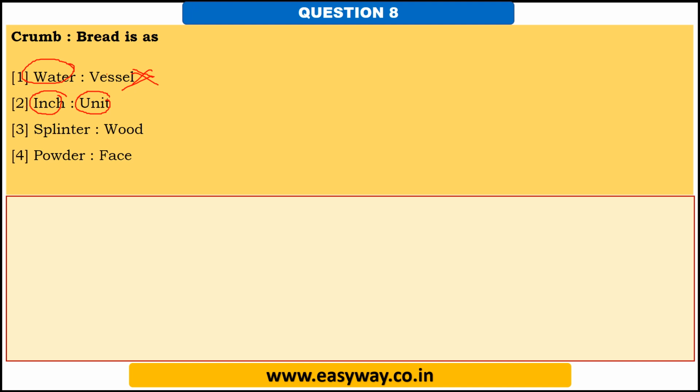Let us see the third one. Splinter wood. Yes. Now see, tiny particles of the wood are called as splinter. Tiny particles of glass as well are called as splinter. So that means this is the answer. But let us check the last one as well. Powder phase. Now is powder small particle of phase? No. So that means the option number 3 is the correct answer. Like crumb is the small particle of bread, likewise splinter is the small particle of wood. So option number 3 is the correct answer.